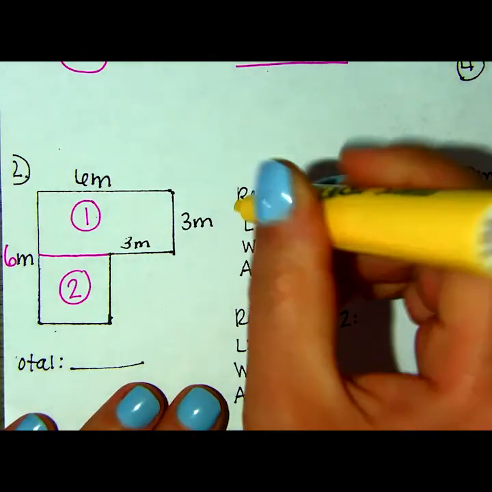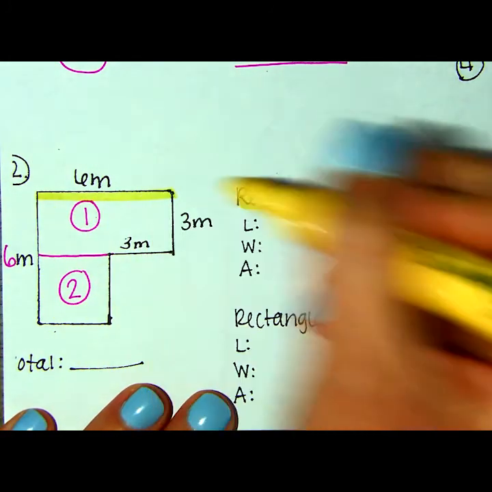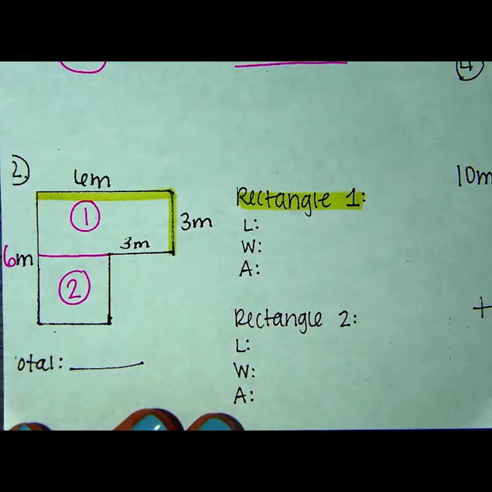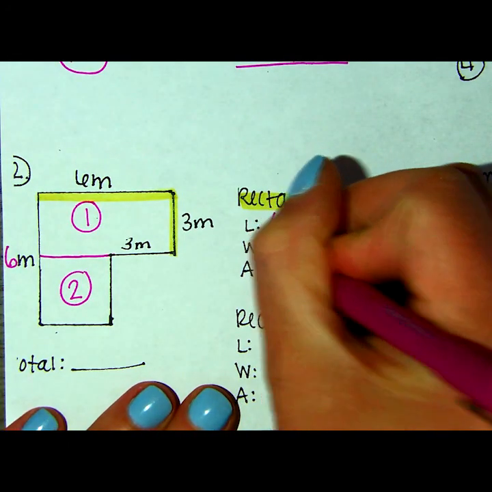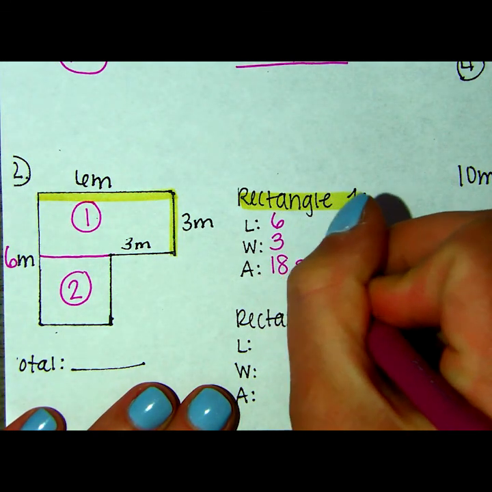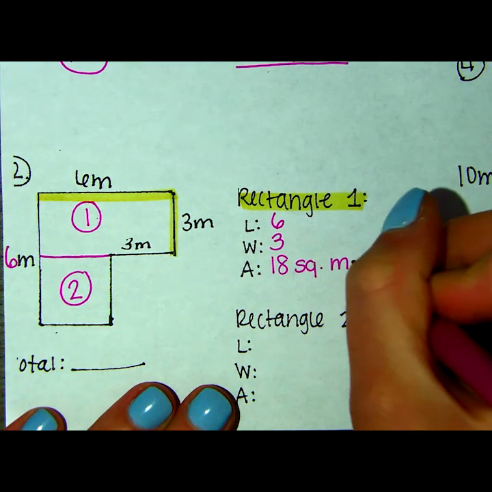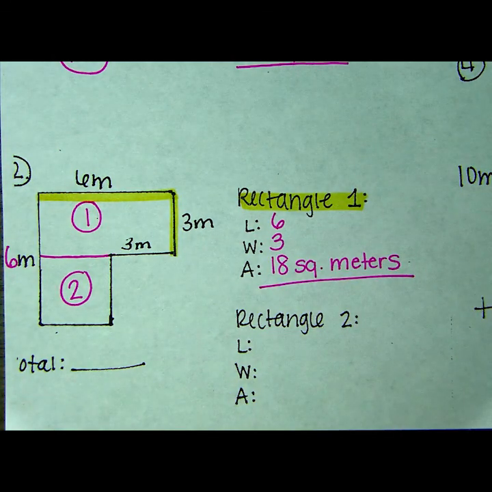So let's take a look. When I'm talking about rectangle 1, do I have a length and a width? 6 is the length, 3 is the width. I sure do. 6 times 3. Rectangle 1 has an area of 18 square meters. But now what about rectangle 2? I don't have anything, but I do.